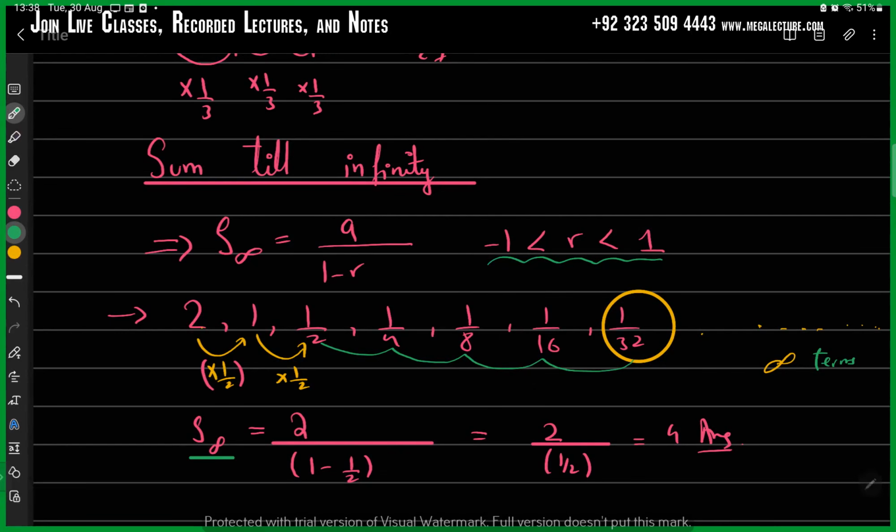And obviously, if the examiner would ask for sum till infinity, he's only going to ask if this is the case, right? He would not ask you to find the sum till infinity if your ratio was 2 and every number was increasing. That is not possible, okay? All right, that is it.